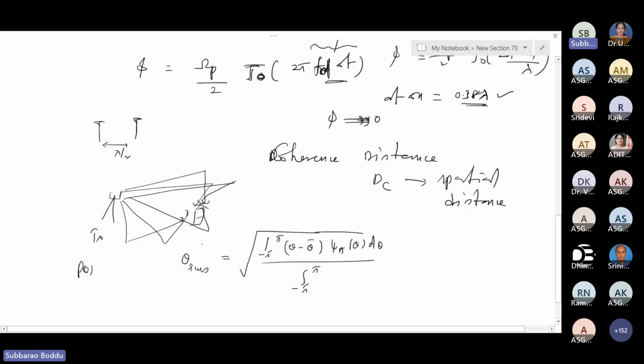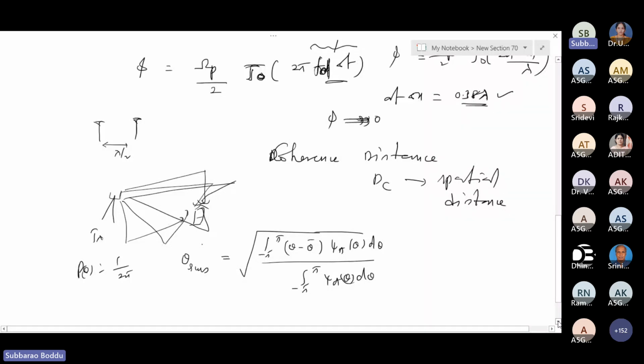The probability density function P of theta we write like this, 1 by 2 pi. It follows a uniform distribution, that's why it is 1 by 2 pi. So this we write like this. That is theta RMS.